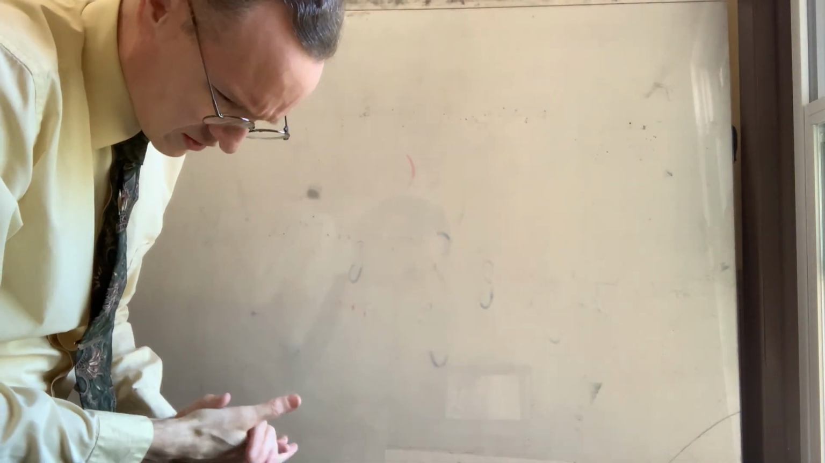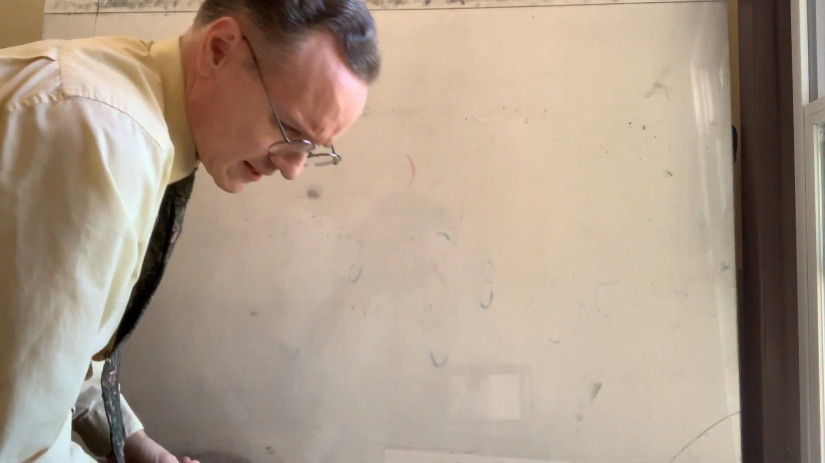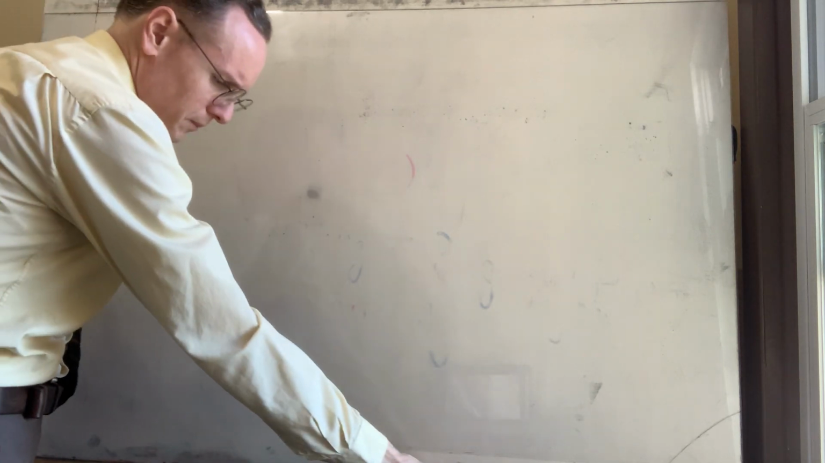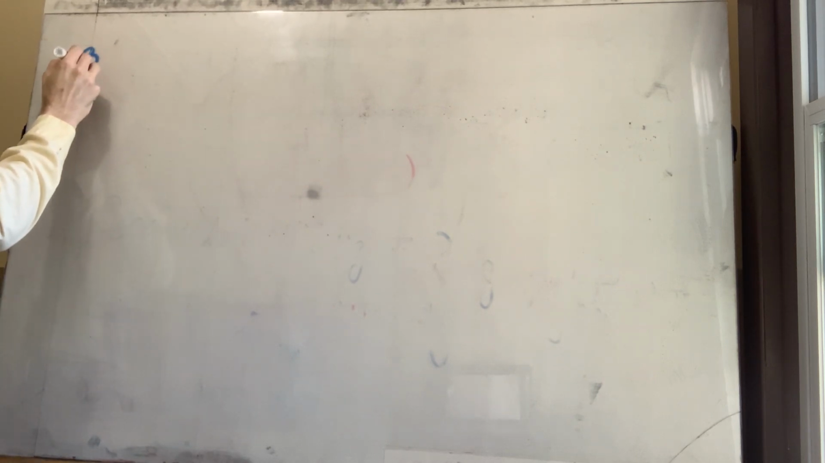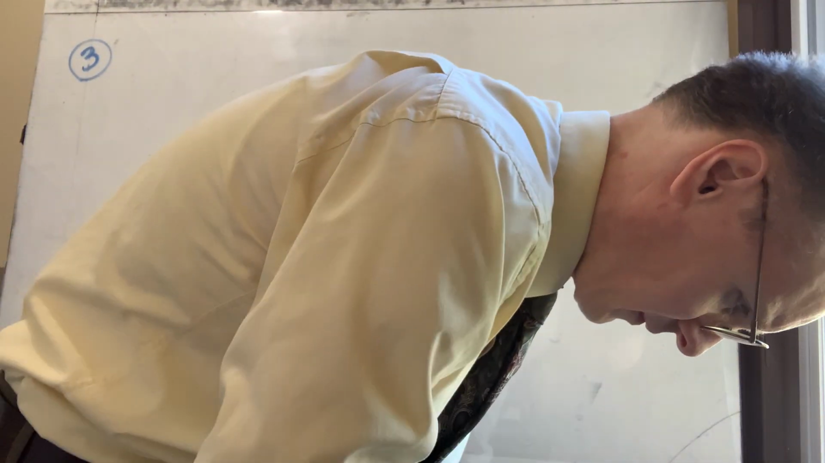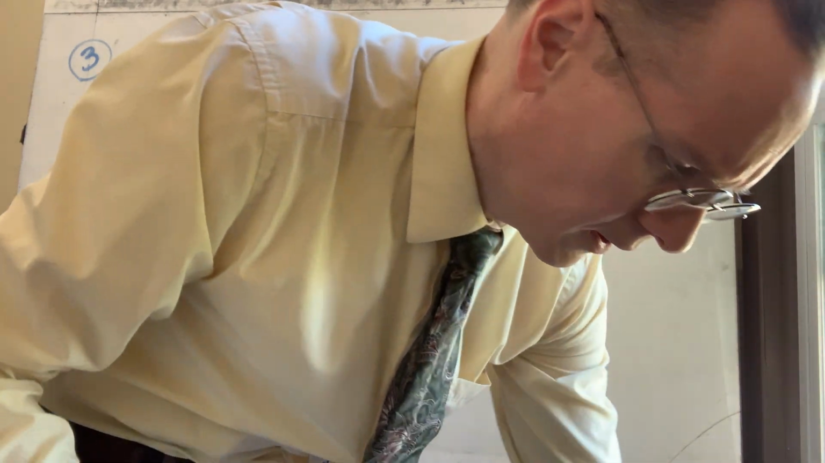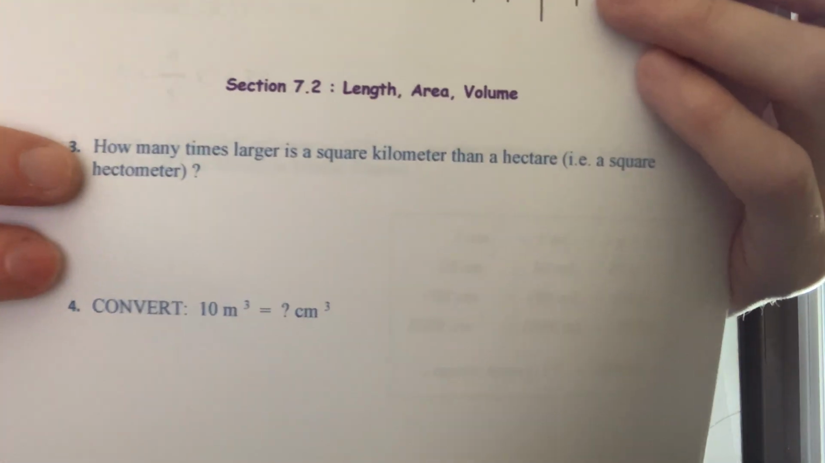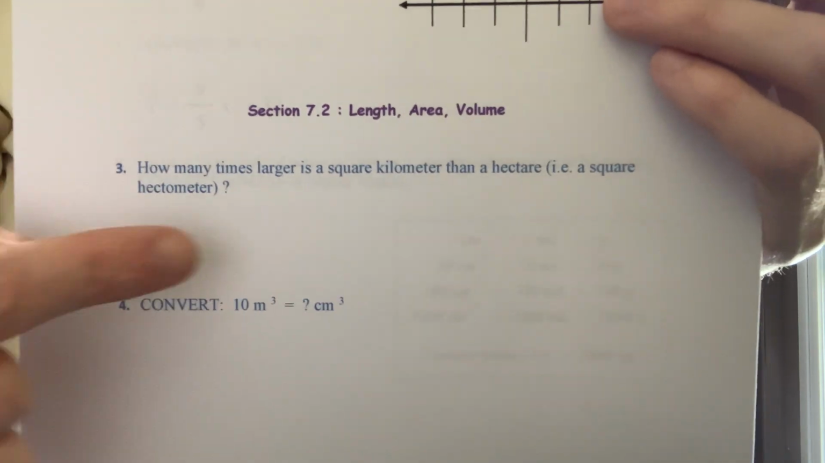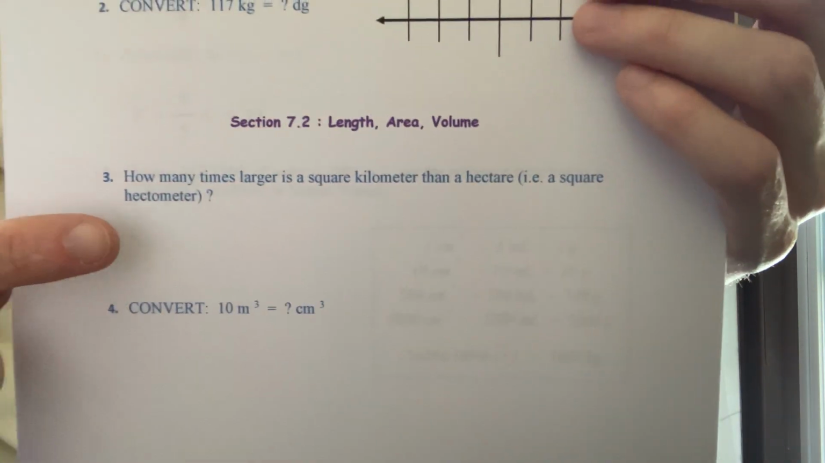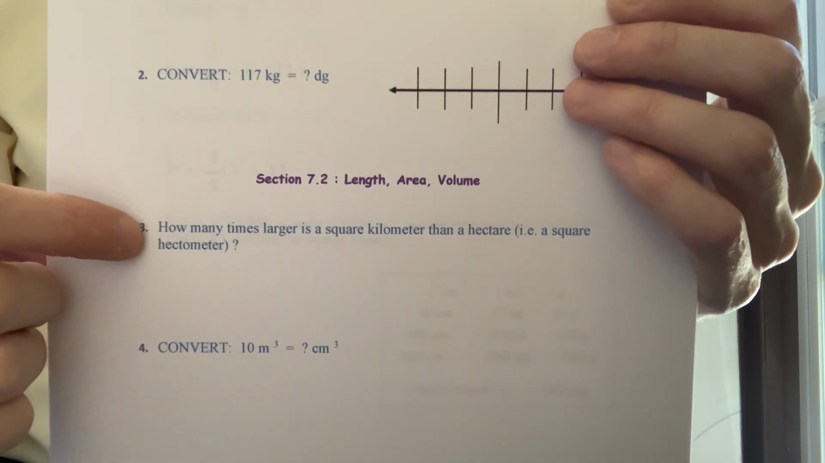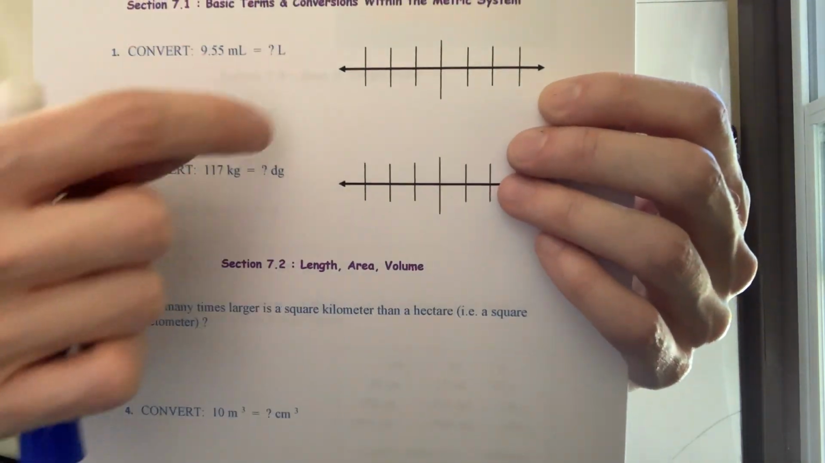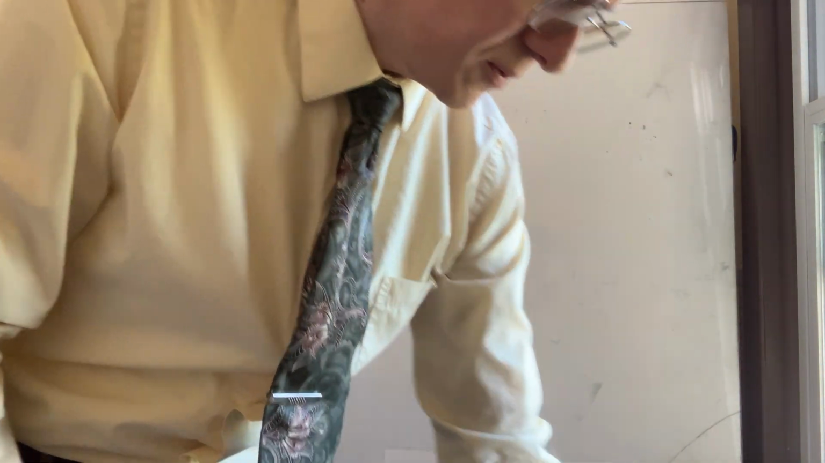The next one is how many times larger is a square kilometer than a hectare. And a hectare is just an alternative for a square hectometer. So this is essentially asking you in a more verbal way. Let me point at it on the camera here. This is number 3. How many times larger is a square kilometer than a hectare, which is again a square hectometer? This is a much more verbal way of basically saying things like this or this. So you could translate it, especially if it makes you feel more comfortable.